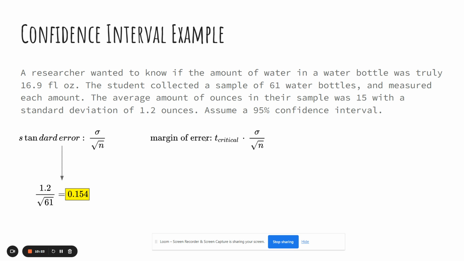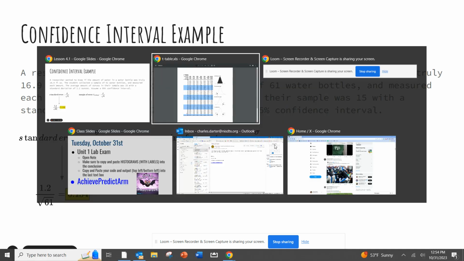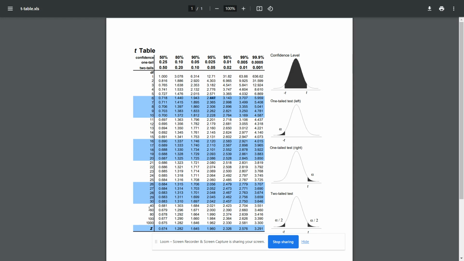Don't Google it. Make sure you're using the T one, because they all can be slightly different. So the T critical: we are 95% confident and we have 61 water bottles. If we have 61 water bottles, remember degrees of freedom is n minus 1, so we have 60 degrees of freedom. And we are 95% confident. So my T critical happens to be a very nice number, but it's 2.000.